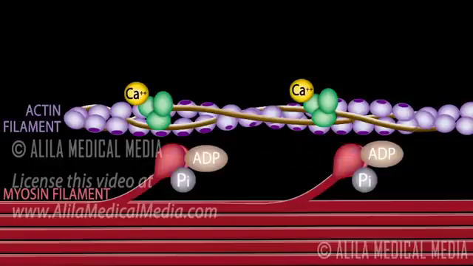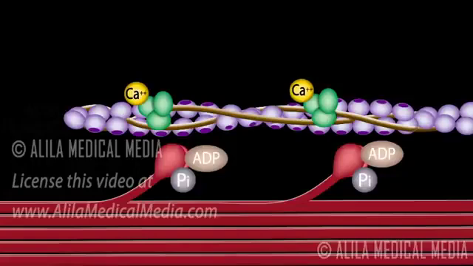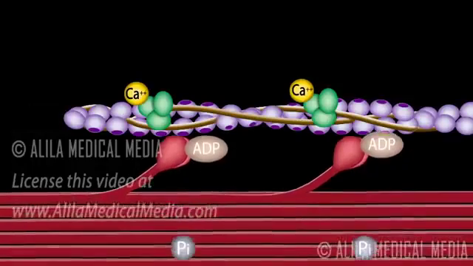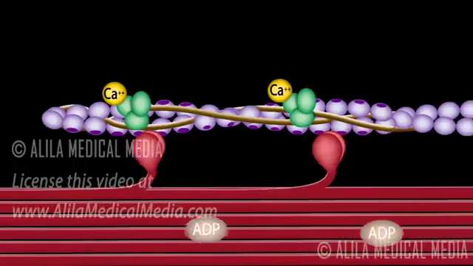The myosin heads resume their starting positions along the actin myofilament and can now begin a new sequence of actin binding. The presence of further calcium ions will trigger a new cycle.